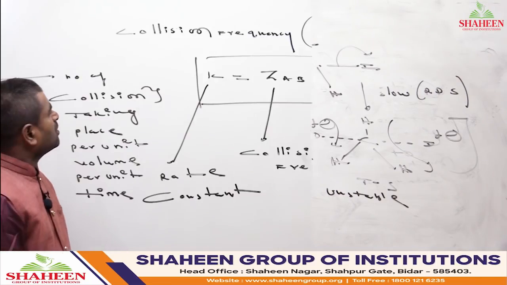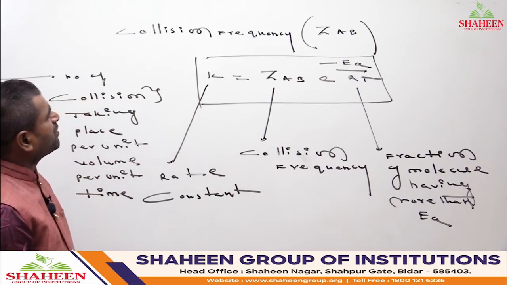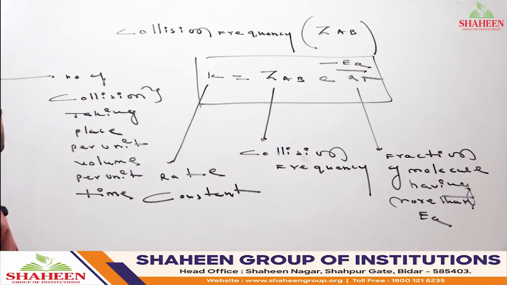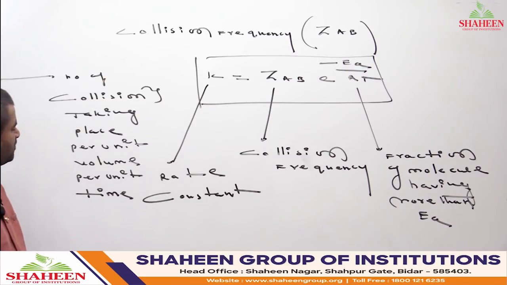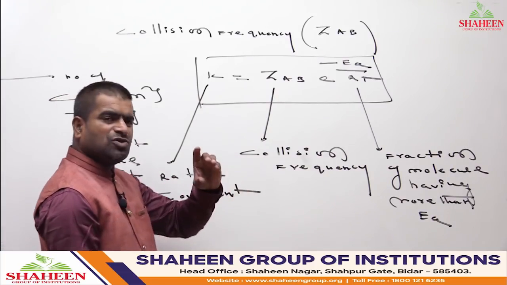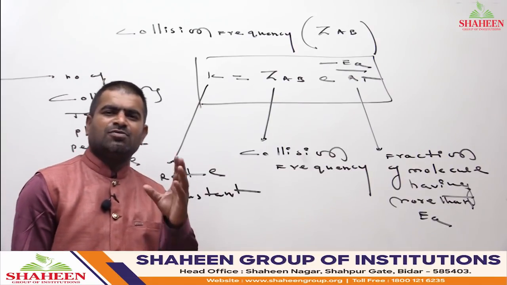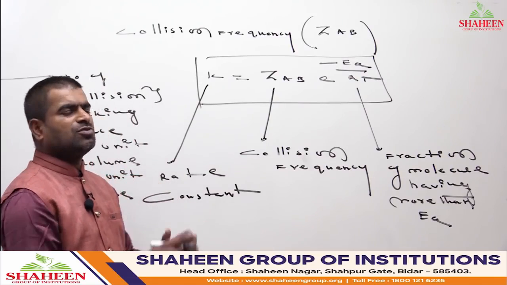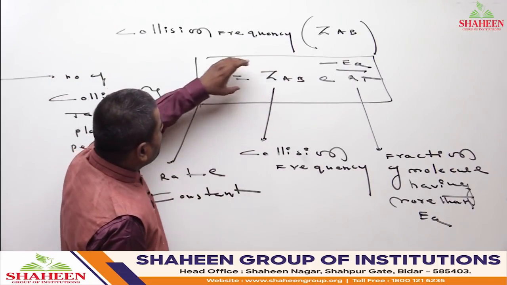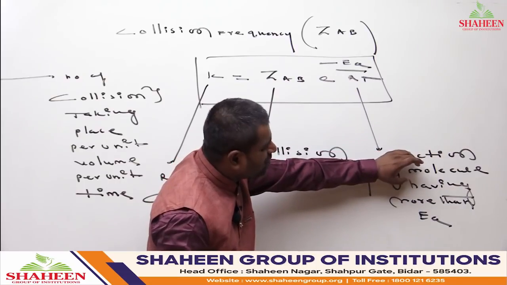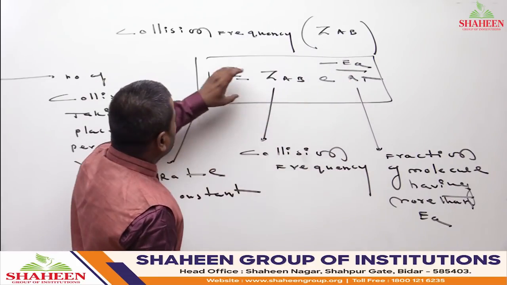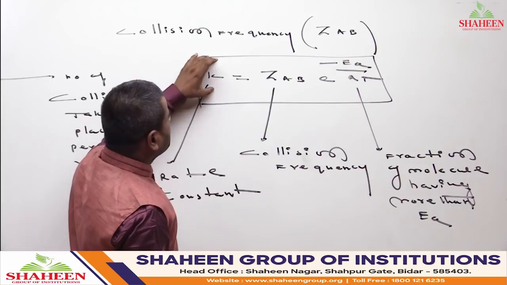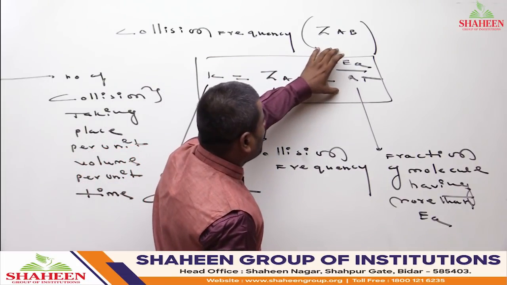Next I am going to discuss collision frequency. Collision frequency is the number of collisions taking place per unit volume per unit time. As the number of collisions of reactant molecules increases, more reactant molecules collide with each other and convert to products, so the rate of the reaction also increases. As the fraction of molecules having more than activation energy increases, the rate of the reaction also increases.